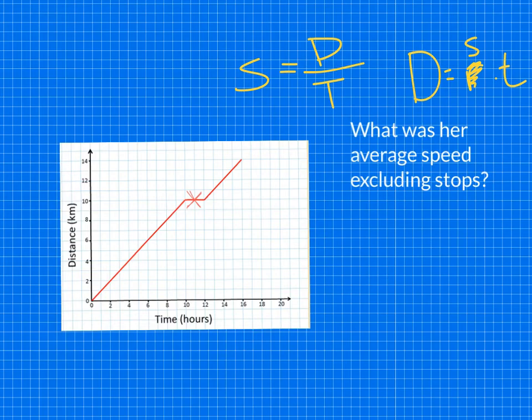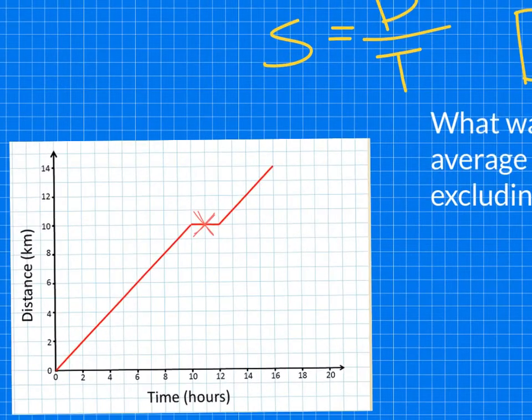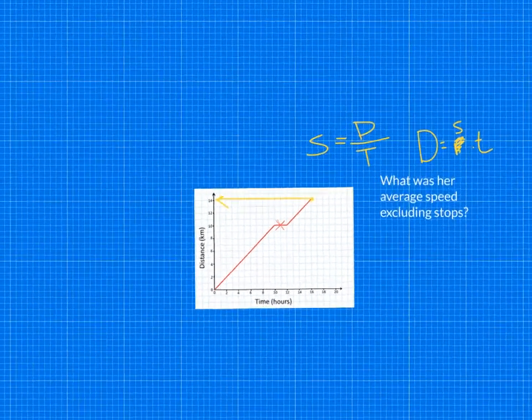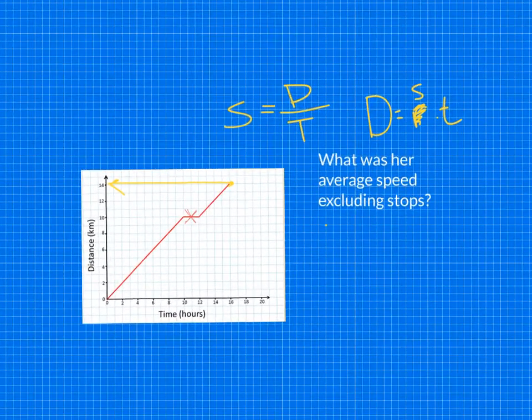They still travel the same distance, so we're still looking at this little spot here, and we're going to go all the way to the left of the graph. The distance is still 14. So if our distance is 14 kilometers, we're good. We just need to find the time in order to find that average speed, but we don't want to include the stops.